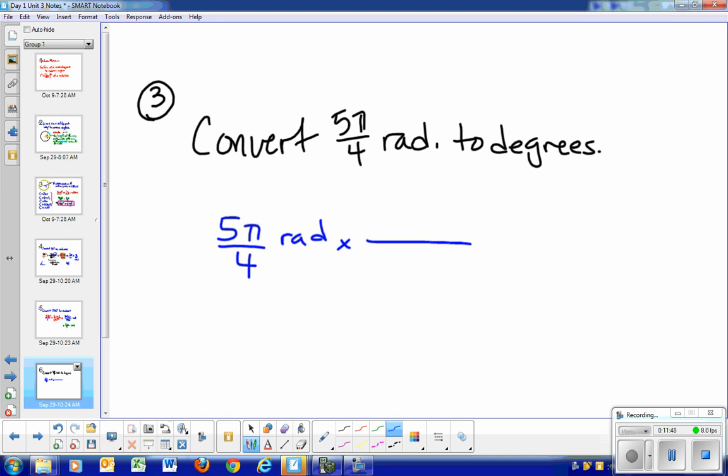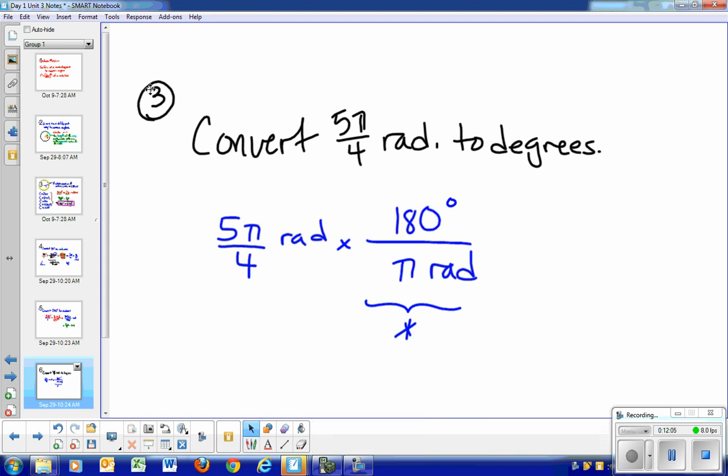So really what that changes is our conversion factor setup right in here, okay, this part, the conversion factor. We want radians to cancel. We want to end up in degrees. So what's the conversion? 180 degrees is pi radians.